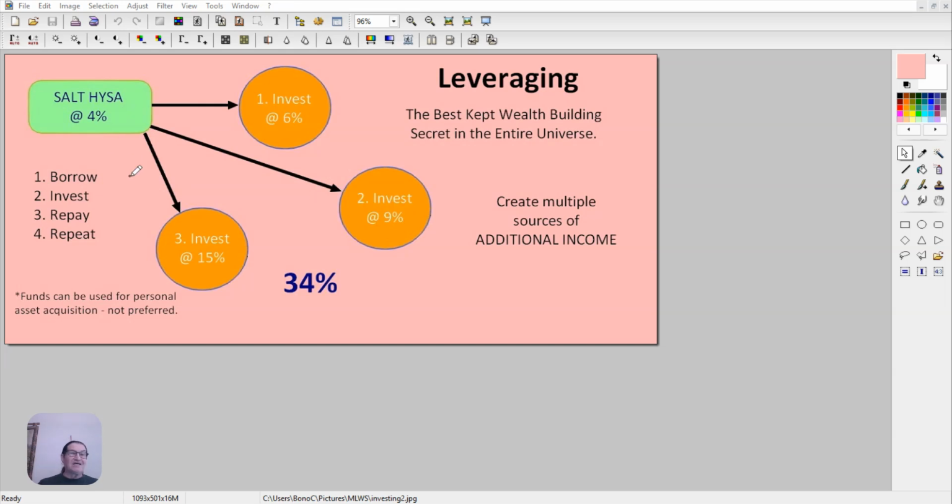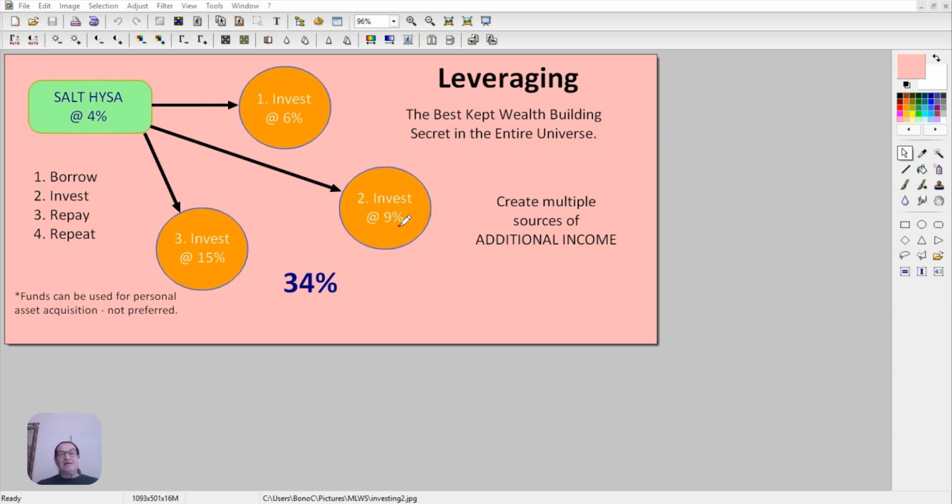You don't just take it out and now the money is gone and now you have to start saving all over again. You don't do that. You borrow it, and you borrow it at the exact same interest rate as what the HISA is paying you. So in this case, 4%. That would mean you borrow whatever amount of money, let's say $5,000, from your HISA account at 4%.